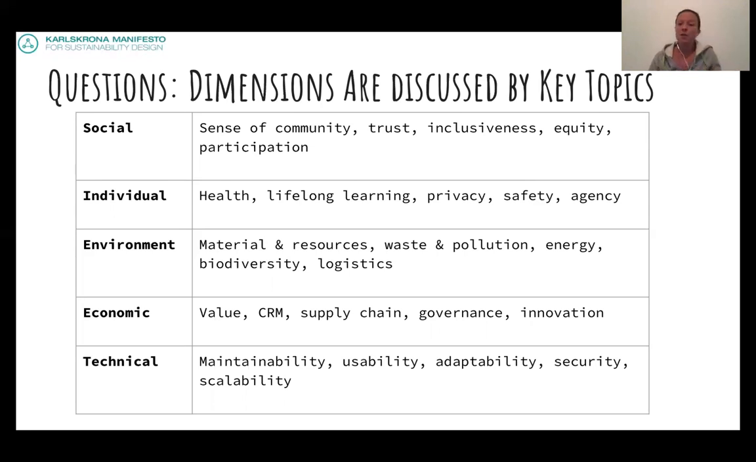So for the individual dimension, we talk about health, lifelong learning, privacy, safety, and agency. And then for the environmental dimension, we talk material and resources, waste and pollution, energy, biodiversity, and logistics. For the economic dimension, we talk value, CRM, supply chain, governance, and innovation. And on the technical level, we talk about maintainability, usability, adaptability, security, and scalability.